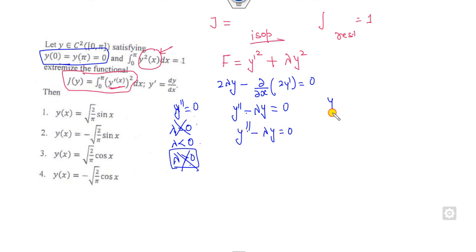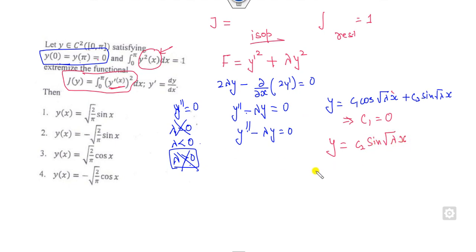When it is less than 0, the solution will be in the form of cos of this plus sine of this. Fine. Now y of 0 is 0. What is the meaning of that? c1 is 0, so the solution will be like this. Now y of pi will be 0, it means c2 sine of this pi will be 0. If c2 is 0, it gives a trivial solution. So for the non-trivial solution, this must be n pi, where n is a natural number. So you can see lambda is n squared.